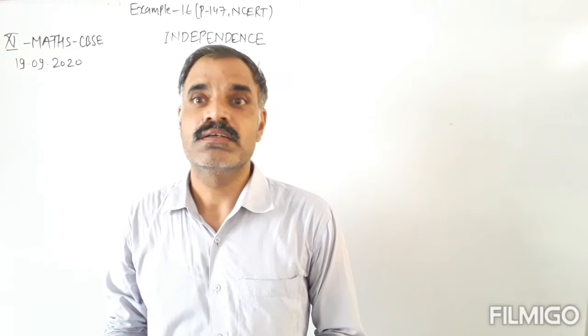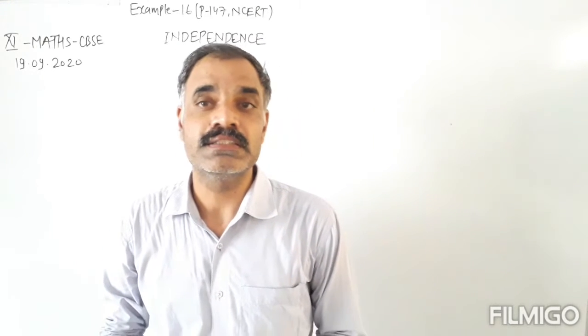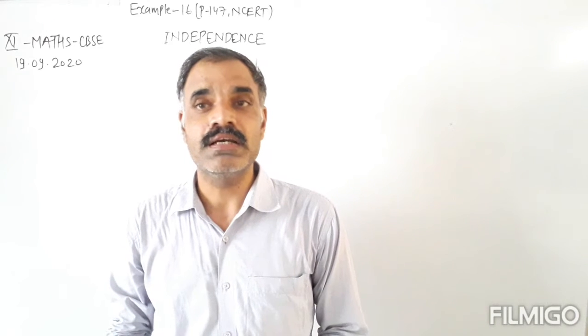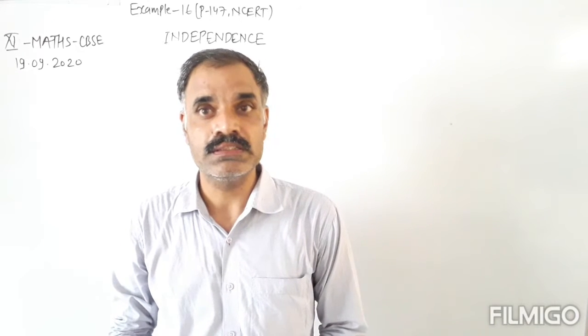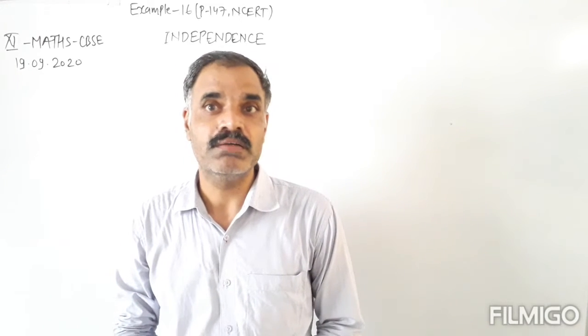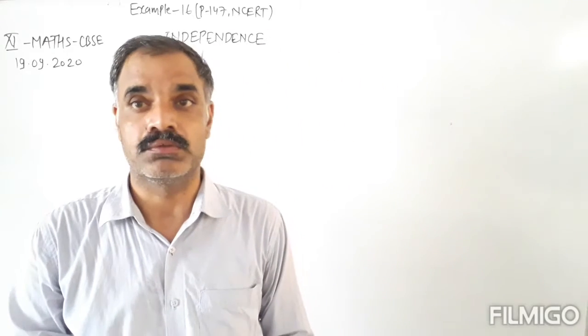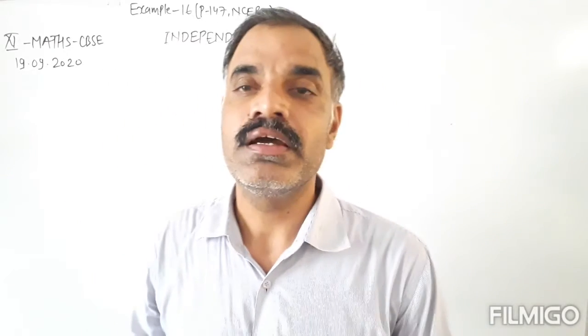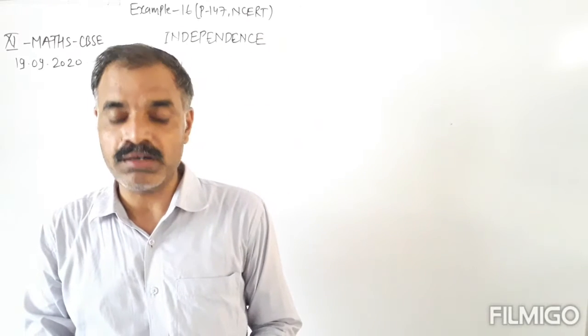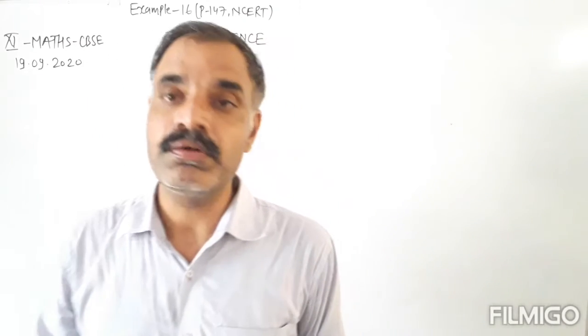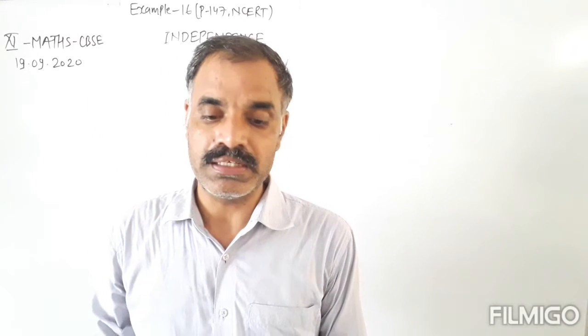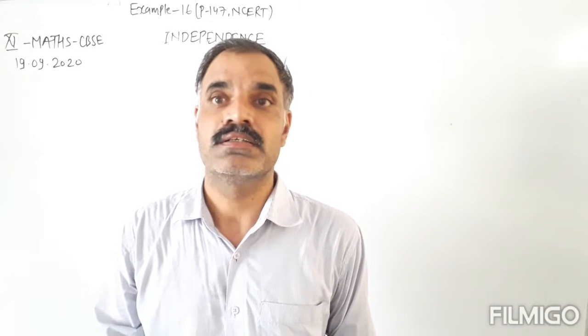Okay students, class 11th mathematics CBSE. This is example number 16, page number 147 of your NCERT book. The example is: find the number of arrangements of the letters of the word independence.